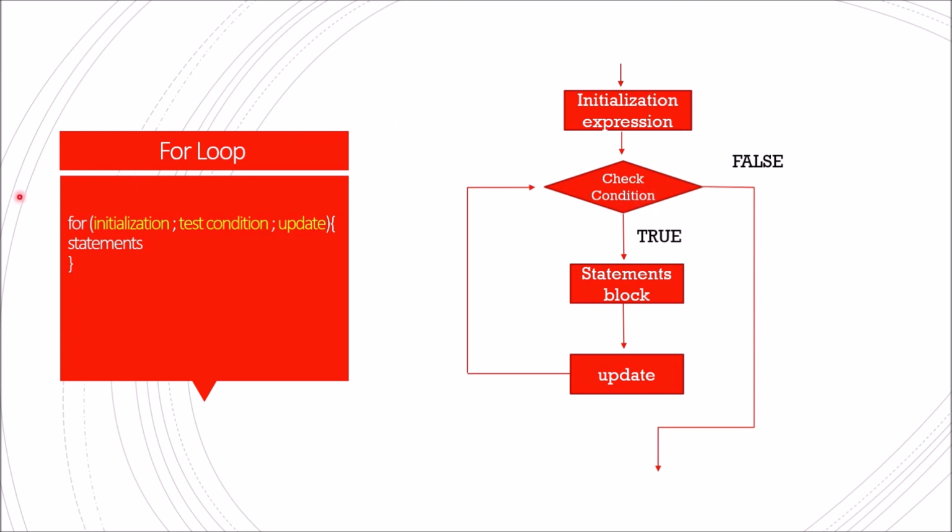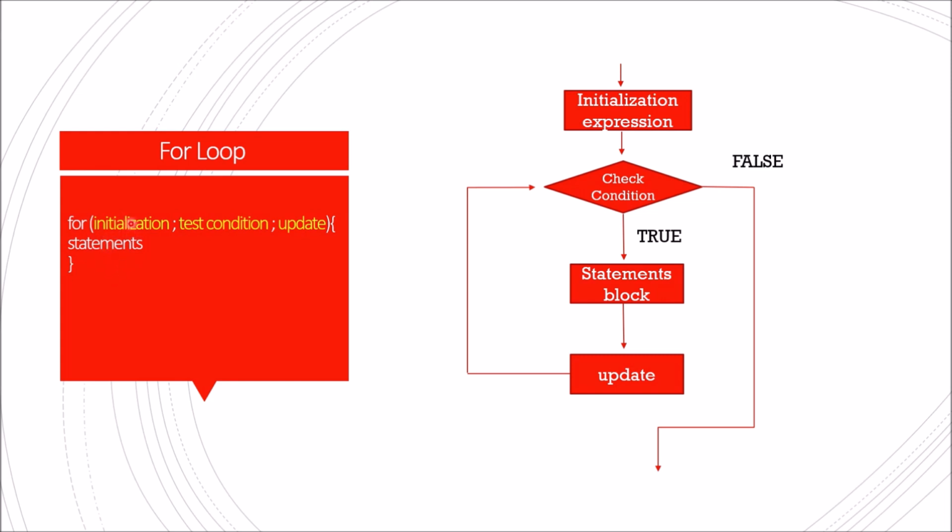Okay, so whenever you know the maximum number of times that a particular process has to be repeated, then you use the for loop instead of do or do while. The syntax for is the word for, and within these parentheses there are the three control statements, and within these curly brackets, the statements that are going to be repeated, okay?